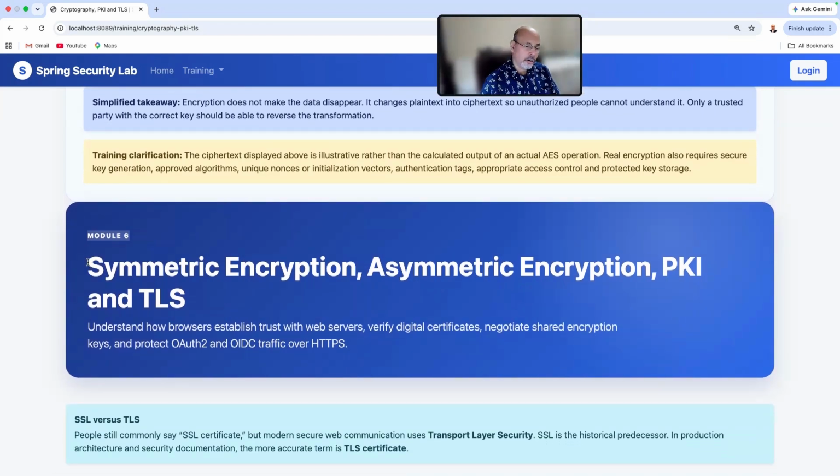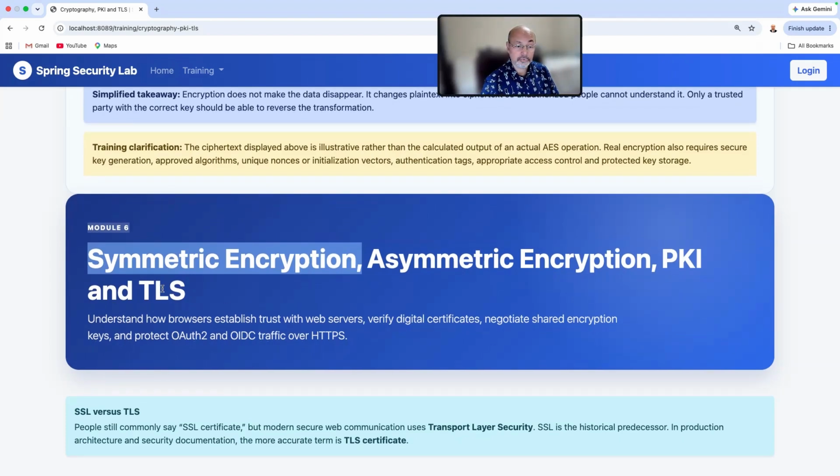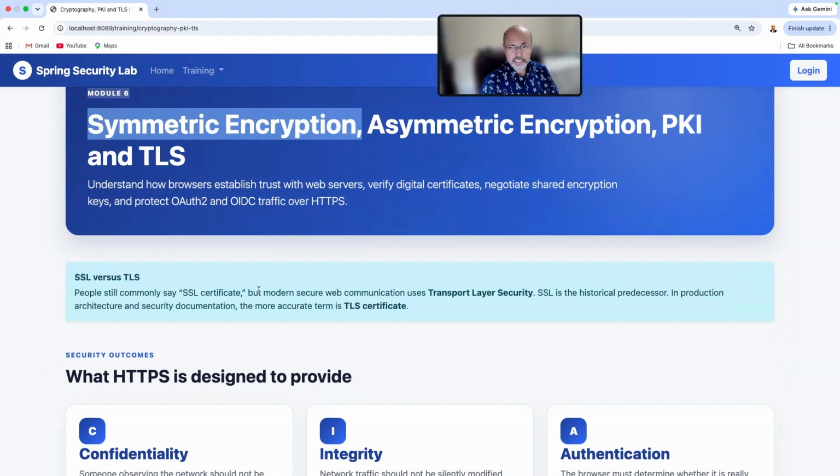I covered symmetric encryption. Now I will cover asymmetric encryption, or public key cryptography, next. This is the foundation of something called TLS, which is Transport Layer Security. SSL is another term that is still used, but let me clarify. People still commonly say SSL certificate, but modern secure web communication uses Transport Layer Security. SSL is the historical predecessor. In production architecture and security documentation, the more accurate term is TLS certificate.